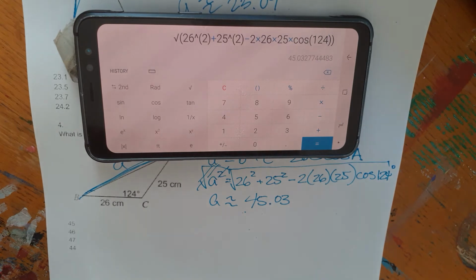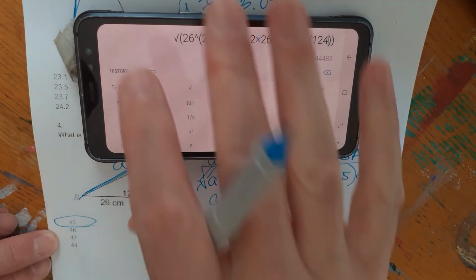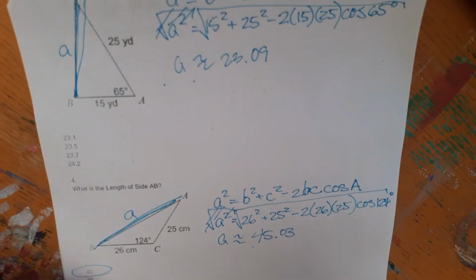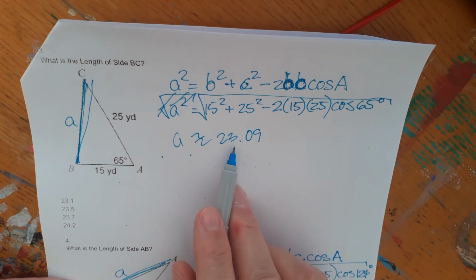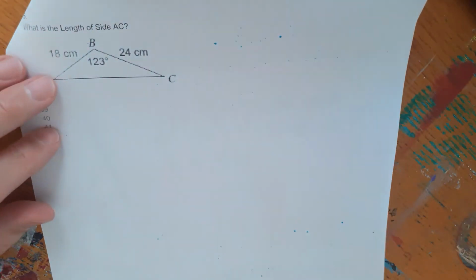I worked these in advance, so I am checking it against the other problems I did. Okay, and notice this one says 45, so that one's here. I'm not sure we marked this one at 23.09, so we're going to mark this one at 23.1. Here we go. And one more of these, and it looks like they're going to make us do it the exact same way.